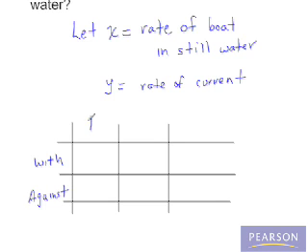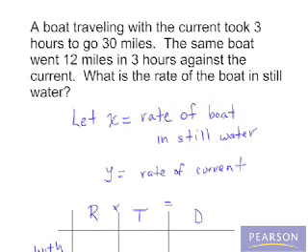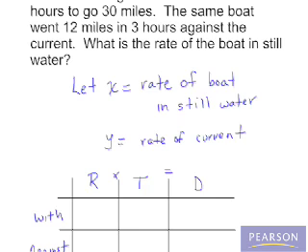And we know that rate times time is equal to distance. And we will try to fill in as many squares as we can with the information that we're given within the problem. We're trying to figure out x and y here. X being the rate of the boat in still water, or how fast the boat is traveling without the effect of the current, and then y being the effect of the current.